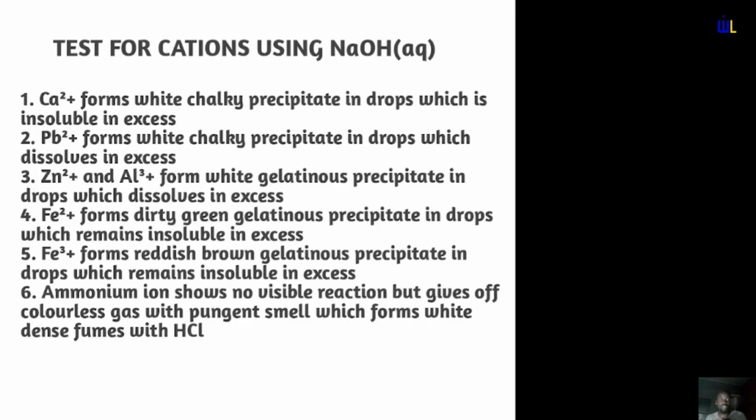Now, moving down to the next one, iron 2. Whenever it is iron 2 plus, think about dirty green, and that dirty green is a gelatinous precipitate, which means it is going to be floating or hanging in drops. But when you put excess NaOH, it will still remain insoluble. I hope we know why. Because iron 2 is not amphoteric, it will not dissolve in excess NaOH. So for iron 2, you are considering a dirty green gelatinous precipitate.